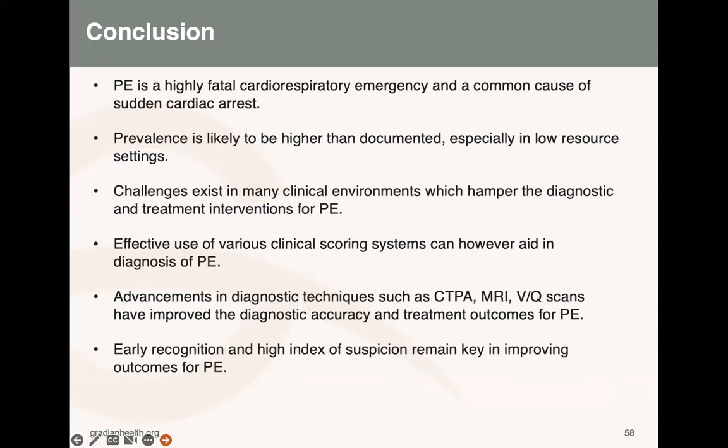And advancement of diagnostic techniques such as CT-PA and MRI have improved the accuracy of the diagnosis. Early recognition and a high index of suspicion remain key in improving the outcomes of PE. So as a clinician, you should have that instinct of thinking of PE whenever you see a patient, because that suspicion is what will lead you to score the patient, to do the imaging, and to make the diagnosis and treatment. But if you have low suspicion, then we cannot catch the PE fast or treat it properly. Next slide.